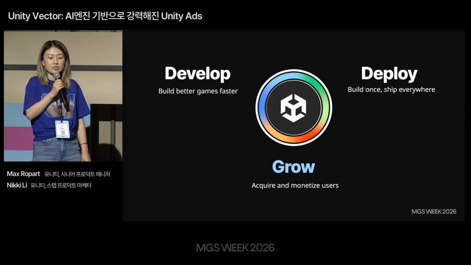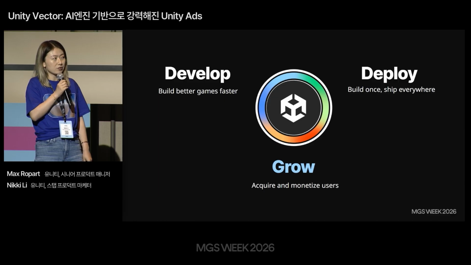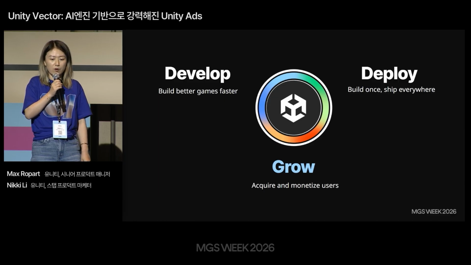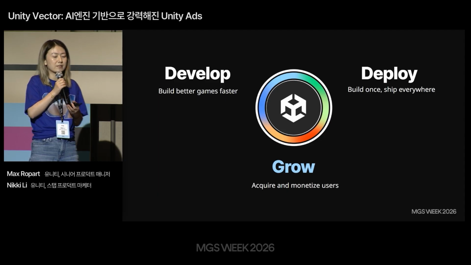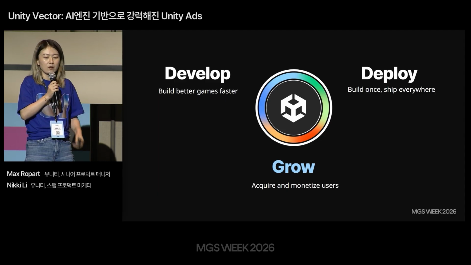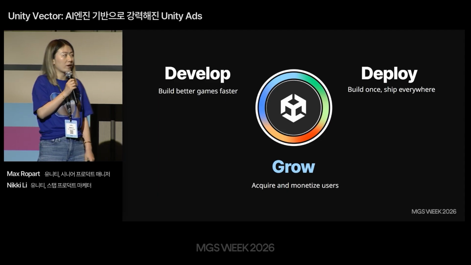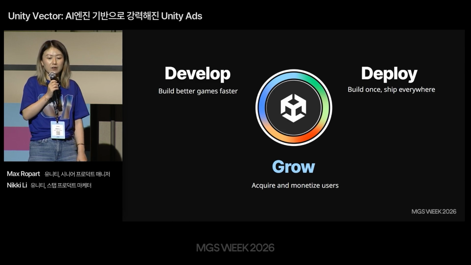And secondly, deploy. We help you launch the game everywhere that matters. And the third one is grow. We help you scale through user acquisition and monetization. So grow answers one question: once your game is alive, how do you actually grow it?